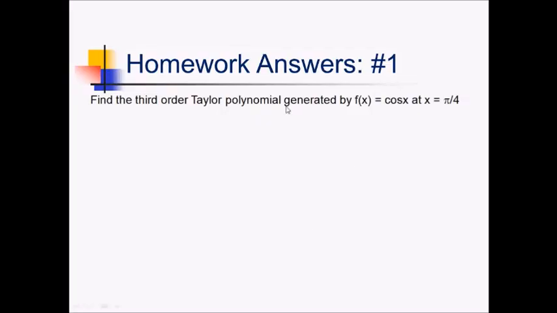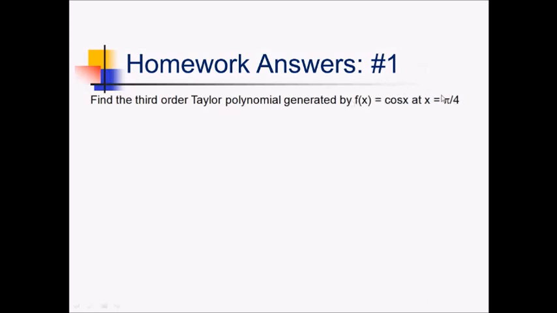On this problem, they want the third-order Taylor polynomial generated by cosine of x at x equals pi over 4. Since we're not centered at 0, we can't just use the Maclaurin series for this. We have to build this one from scratch. So let's find f prime, and we're going to have to go up to f triple prime to get the third-order polynomial. All of that evaluated at pi over 4.